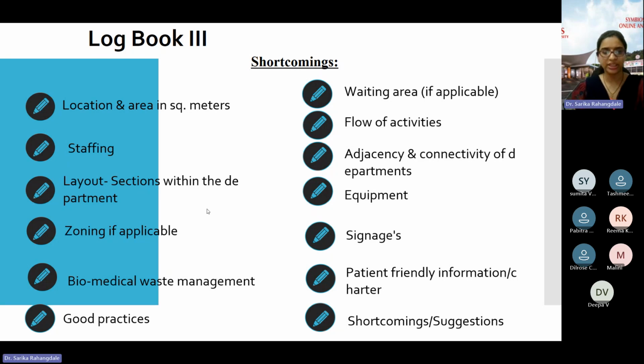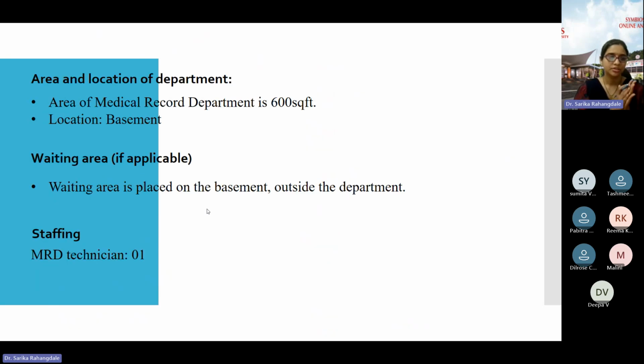Okay, so under these headings, you have to prepare the logbook 3. This is regarding the medical record department. If you see, we have written the area and location of the department. Waiting area, if applicable, you have to write that.